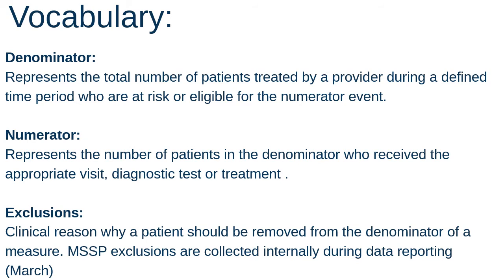Exclusions are clinical reasons why a patient should be removed from the denominator of a measure. In the example of comprehensive diabetes care, two types of clinical exclusions that would remove a member from the denominator are gestational diabetes and steroid-induced diabetes. Typically, Steward Healthcare Network has to collect and submit medical record documentation on an annual basis to substantiate the exclusions.